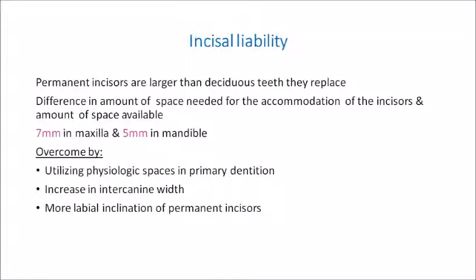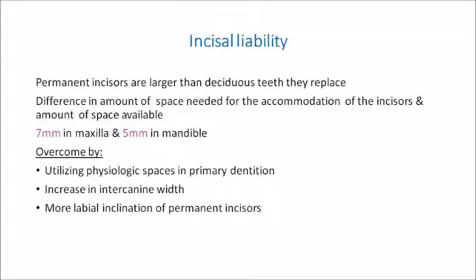Now another important thing happening in the first transitional period is that the deciduous incisors will get replaced by the permanent incisors. These permanent incisors are larger than the deciduous incisors. So there will be a discrepancy between the size and the amount of space available for the accommodation of the permanent incisors. This size difference is called incisal liability, which is around 7 millimeters in the upper arch and 5 millimeters in the mandible.